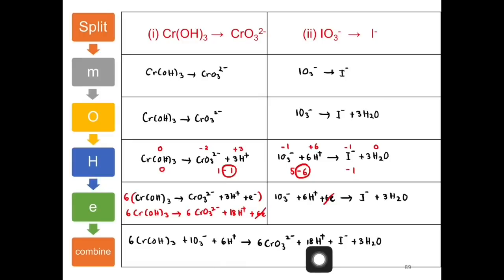Since we have 6H plus and 18H plus, which are common ions, we can either combine or cancel out the remaining. Since we have 6H plus on the left side and 18H plus on the right side, we subtract 18 minus 6, and the remainder stays on the side which is greater in number. So cancel 6H plus and 18H plus. 18 minus 6, the answer is 12H plus. So this is the final equation.